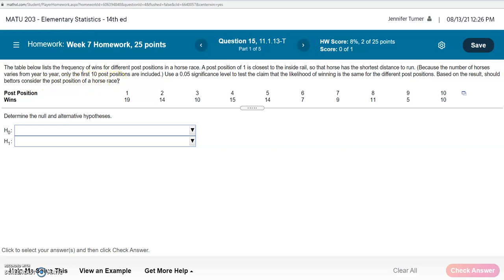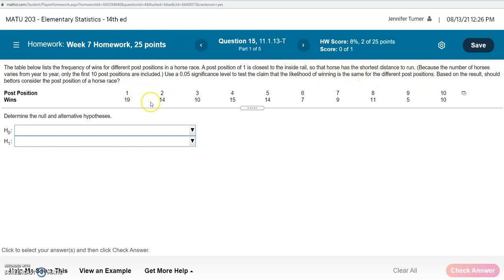So is the place the horse is posted going to influence how likely it is that they will win the race? And if you are going to bet on that race, should you then take that into consideration when you make your bet? So this is a goodness of fit test because the claim we're looking at here is that the likelihood of winning is the same for the different post positions.